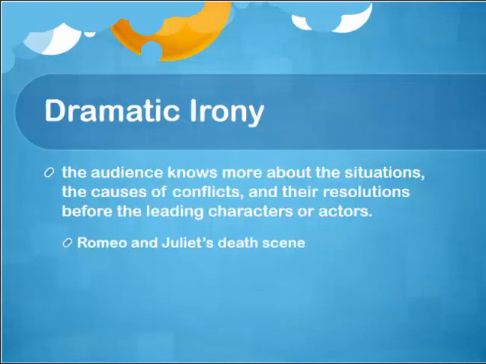The last one is dramatic irony, and that is when the audience knows more about the situations, the causes of conflicts, and the resolutions before the leading characters or actors. So a really good example of this would be the Romeo and Juliet death scene.